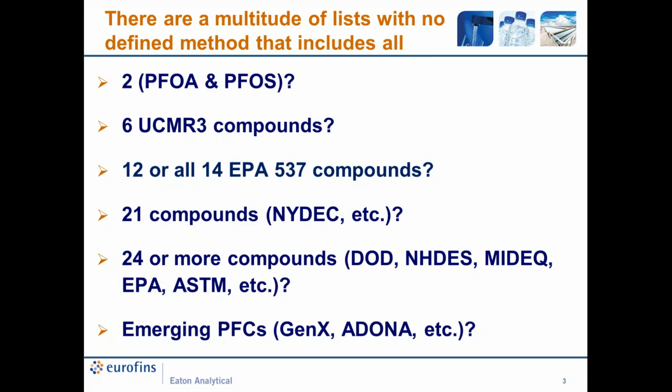Adding new parameters or lowering detection limits requires modifying a drinking water method, something that is not normally done, and as mentioned earlier, it ceases to become method 537. Eurofins Eaton runs method 537 for all of its currently listed compounds. Any modifications that we make to this method are referred to as in-house methods and not method 537 modified.